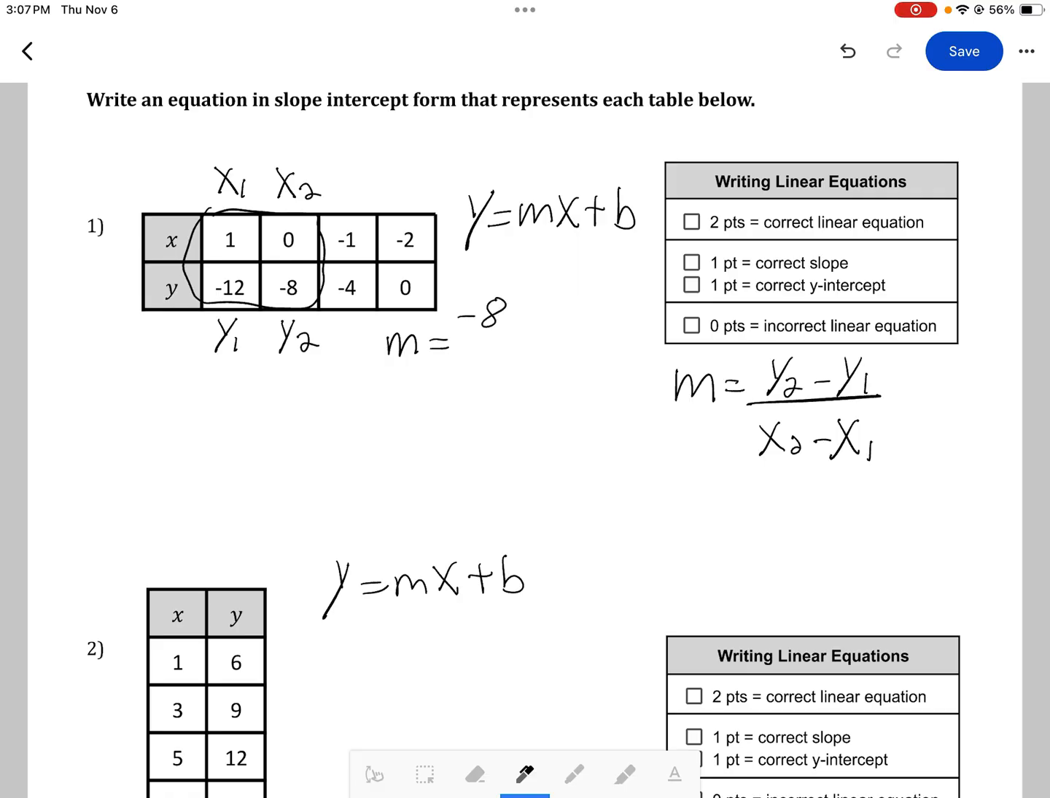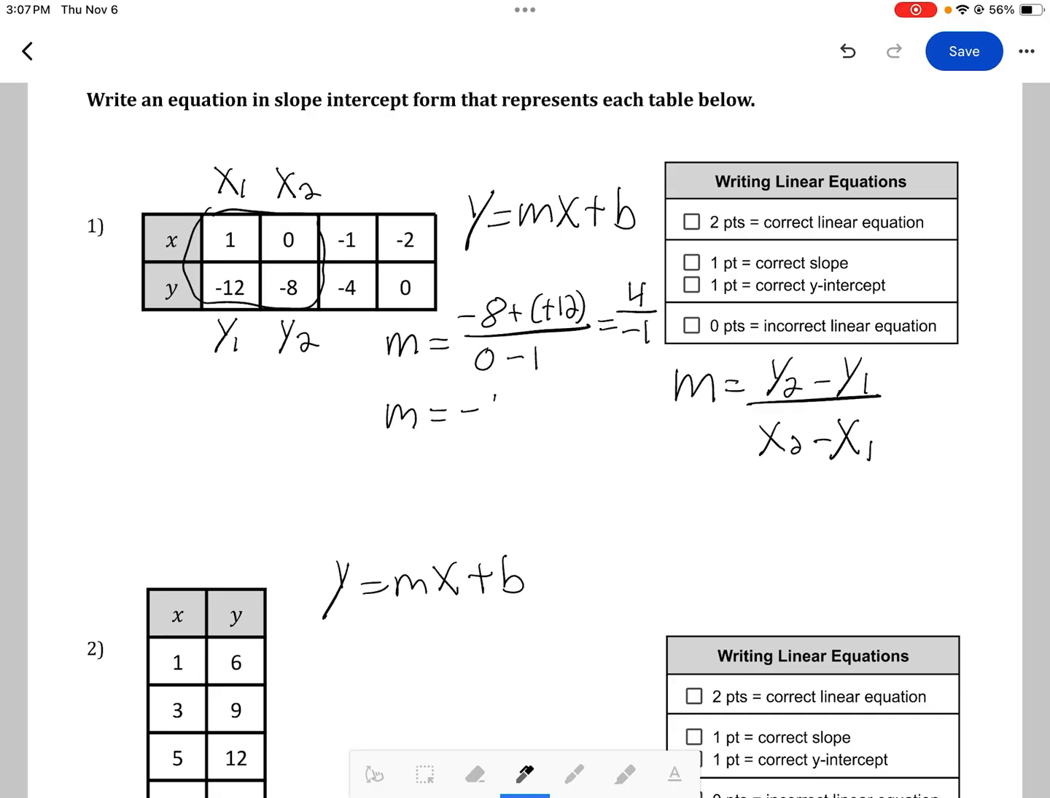-8 minus -12 over 0 minus 1. -8 minus -12, that gives me +4. Those two negatives cancel to become positive. 12 minus 8 is 4. 0 minus 1 is -1. And we know that 4 divided by -1 is -4.